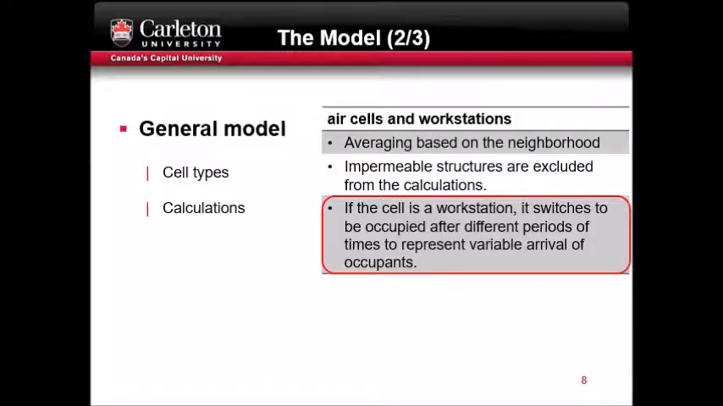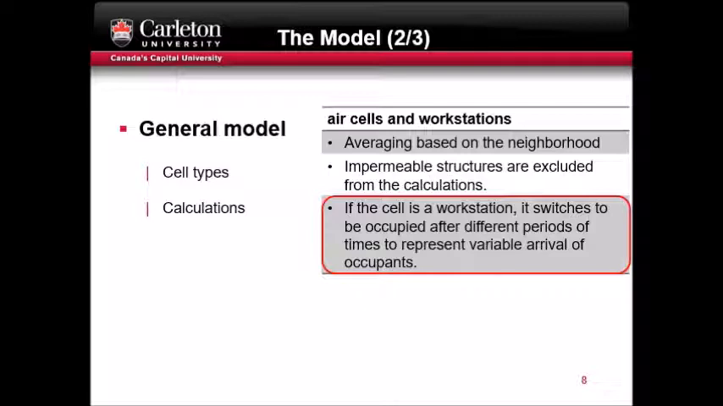Now, what if the cell is a workstation? For a workstation, again, the concentration level is calculated the same way as in the air cells. However, a workstation represents a place where an occupant may occur. So in a laboratory, for example, that would be the places where the computers are installed, and most probably students would exist in those spaces. In a living room, those are chairs where occupants may arrive and sit and breathe.